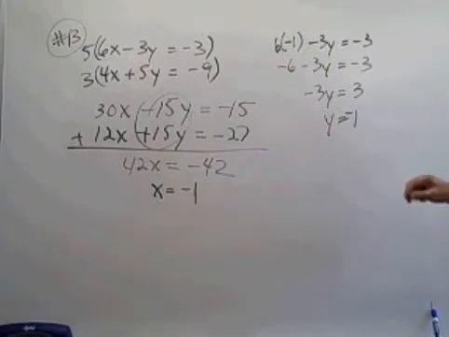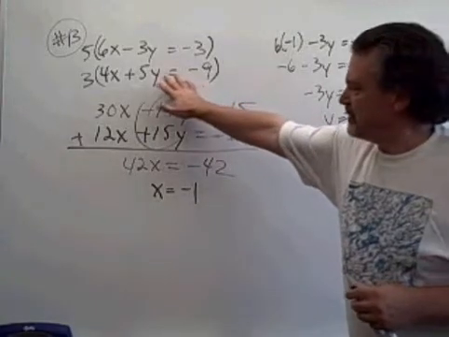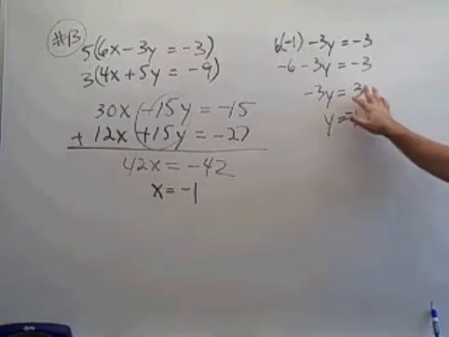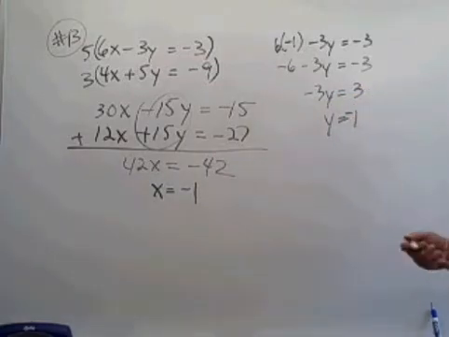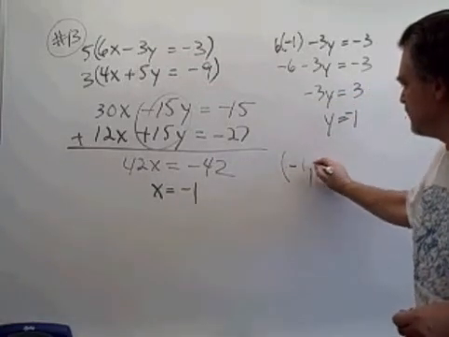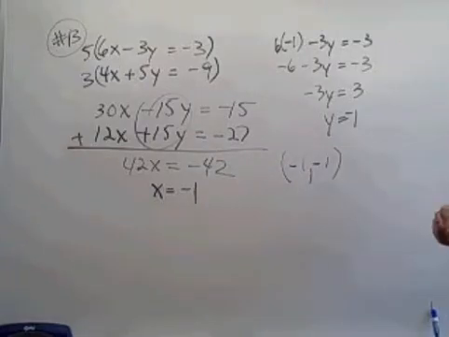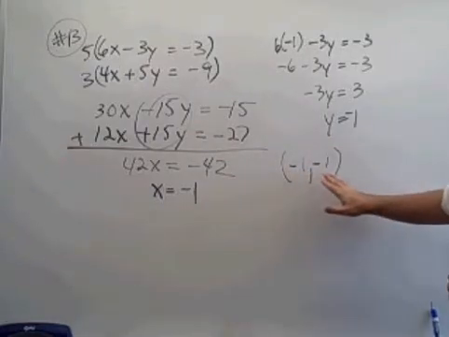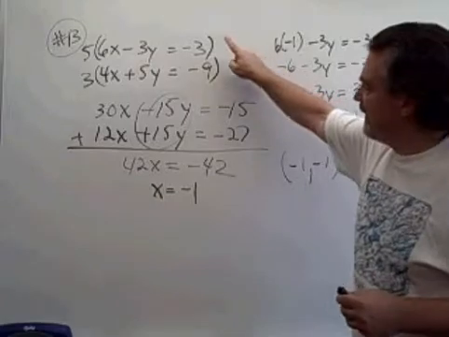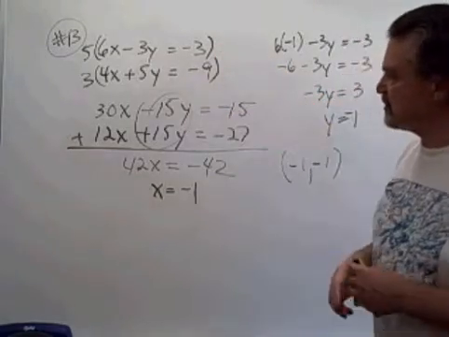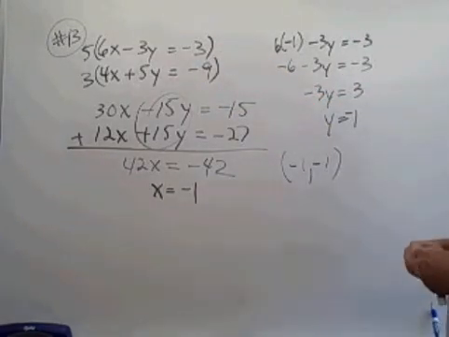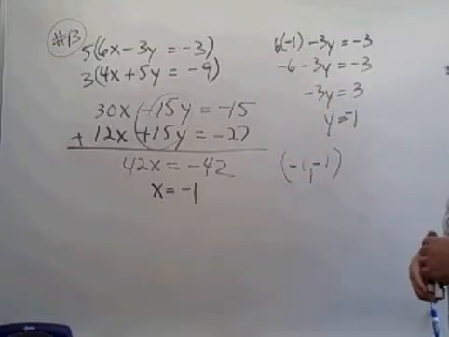I was looking at that and thinking, that doesn't look quite right. That wouldn't work out for that equation if y had been 1. 3 divided by negative 3 gives me negative 1. So my ordered pair solution is negative 1, negative 1. When x is negative 1 and y is negative 1, that produces a solution for both of those equations. This is the solution to that system of linear equations in two variables.